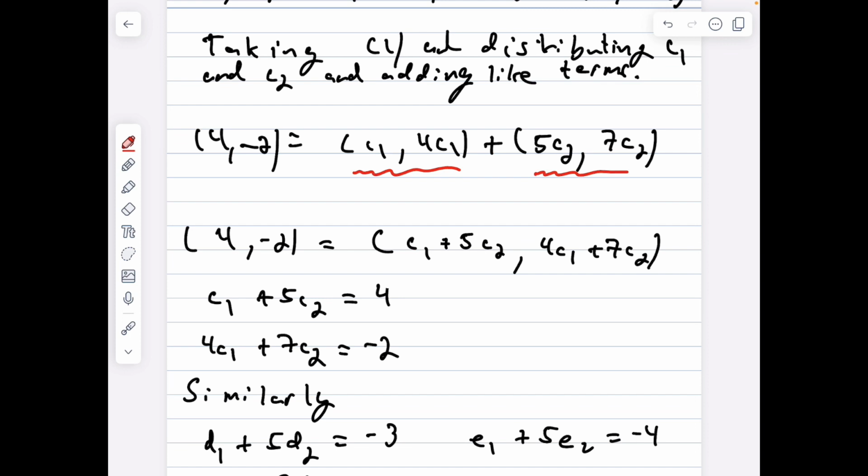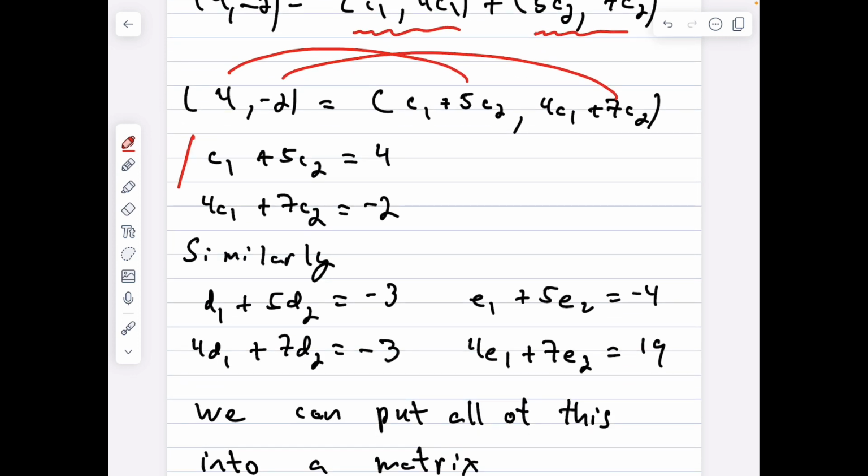And I'm going to now set up a system of equations. How do I do that? Well, if you tell me two pairs of things in R2 equal each other, then the first component of the pair equals the first component of the other, and the second component equals the second. Okay, so I'd have this system of equations you see here: C1 plus 5C2 equals 4, and 4C1 plus 7C2 equals minus 2.